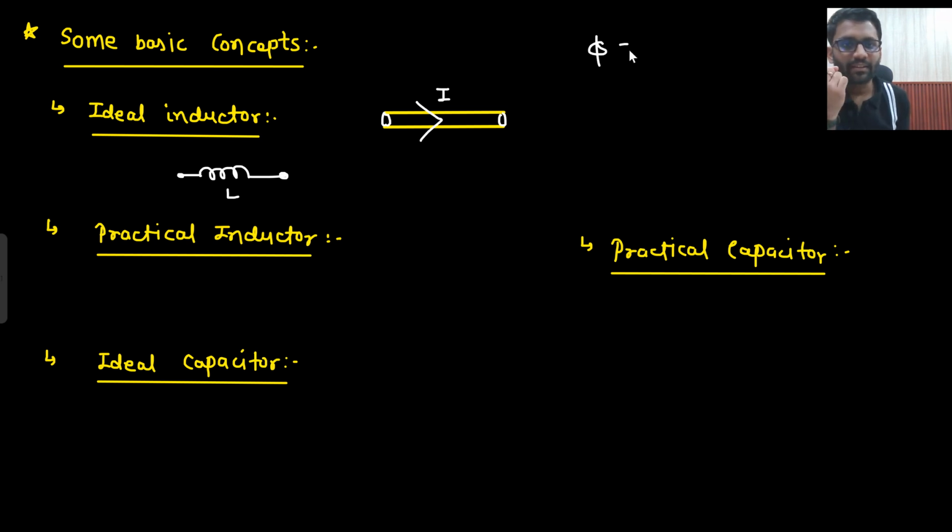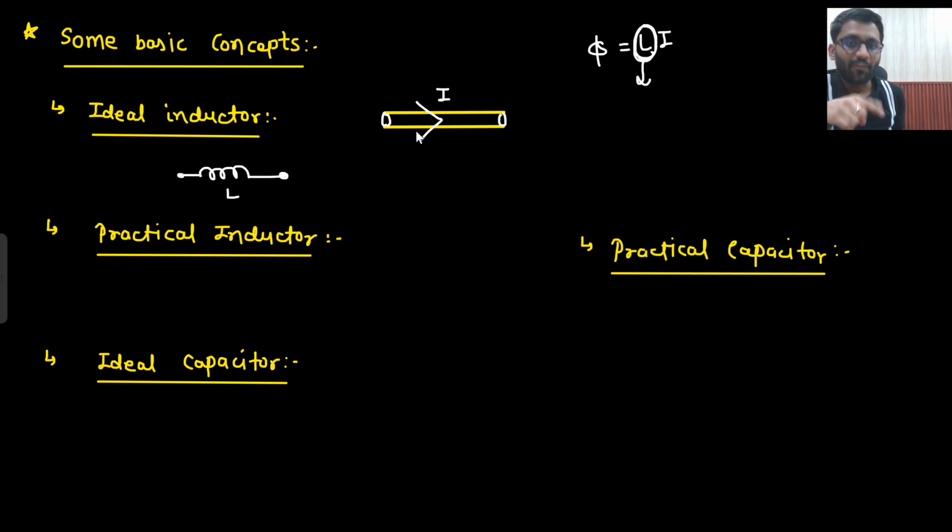Have you studied this relation phi equals L i? In basic network analysis, you must have studied it. If magnetic flux is there, that means certainly there will be inductance. So if in a conductor current is flowing, then certainly there will be an inductor. So this is an ideal inductor.